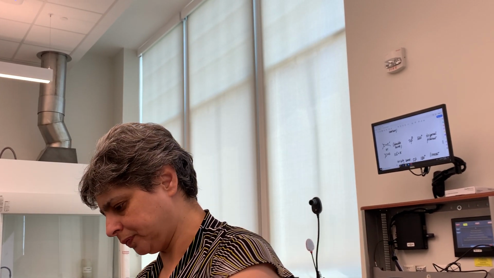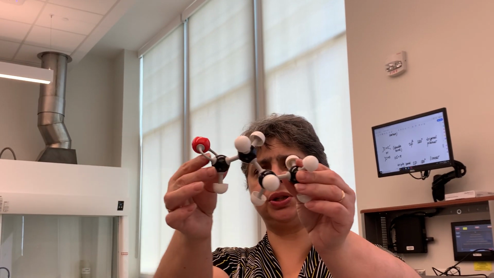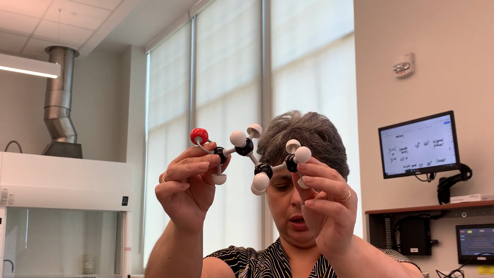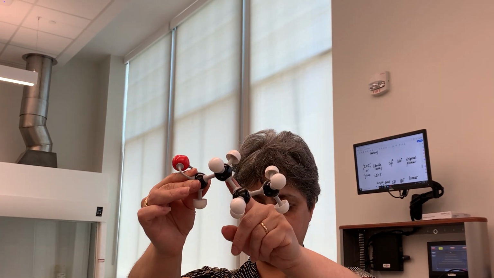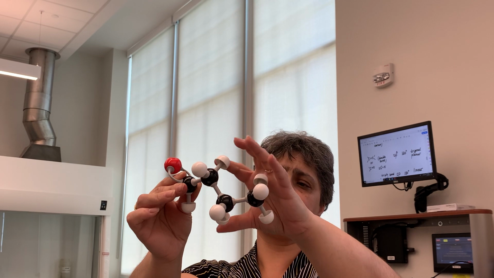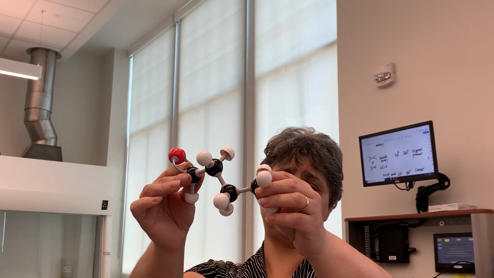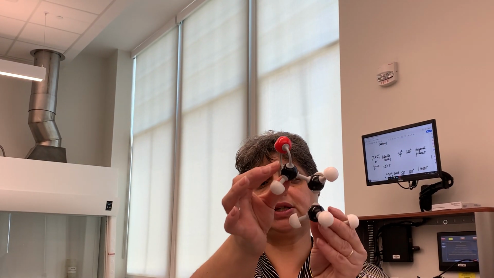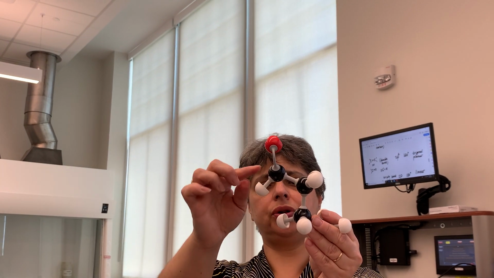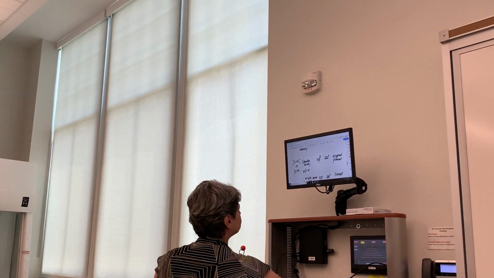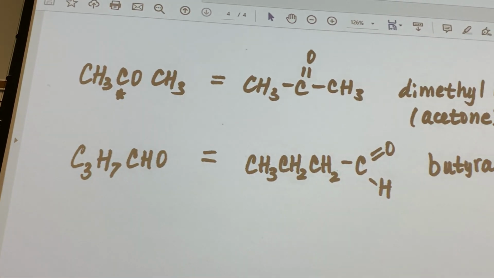The next one is C3H7CHO. That would be this one here. So we have 1, 2, 3, C3H7. This here would be considered propyl, from propane. Propane has 3 carbons. Propyl would be this portion right here, and this here would be what's called an aldehyde. So you have a carbon doubly bonded to oxygen and 1 hydrogen off of it. I actually did draw that one for you on the last page of the handout.